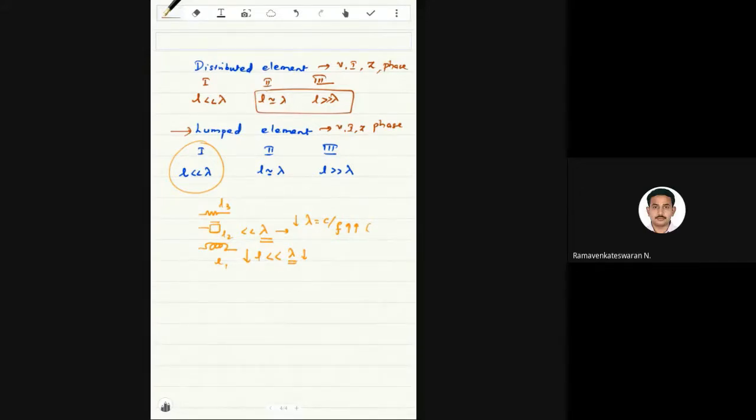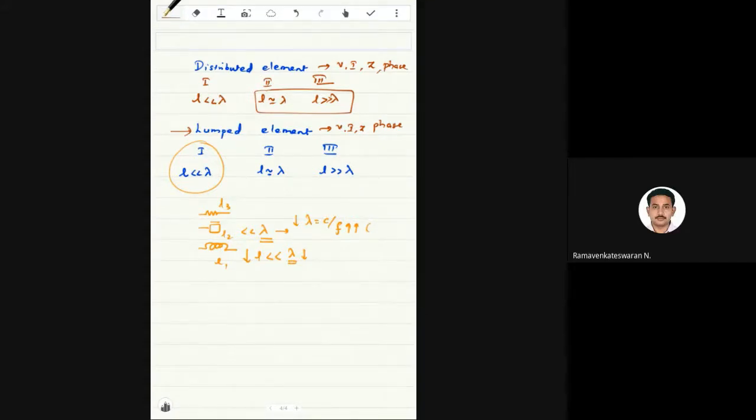So the physical size of the connector or device becomes larger relative to the wavelength. In both cases, we can experience that there is a change in voltage and current during the transmission, and also in impedance and phase. So that is called distributed elements.